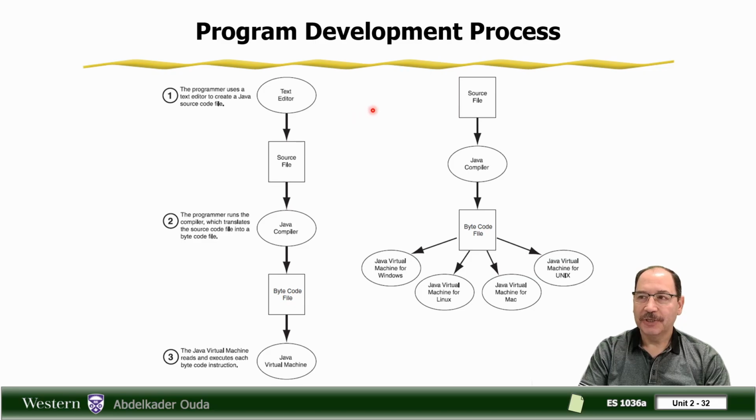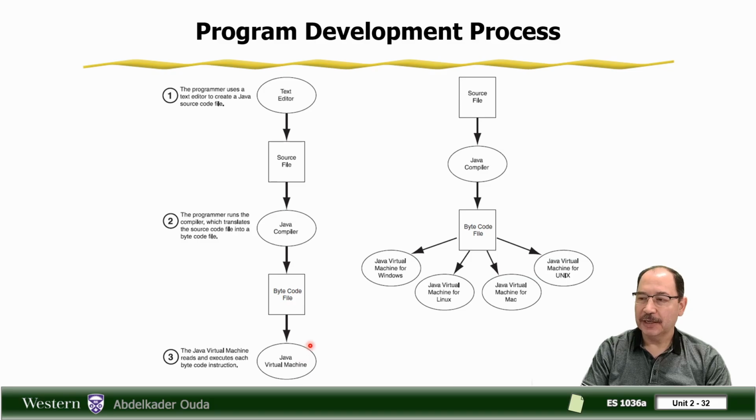This chart shows the program development process. We use a text editor to create a Java program and save it in a .java file. This file is called the source code or source file. Then we compile it using the Java compiler, or the JDK. The JDK produces another file containing bytecode. The extension of this file is .class. Then that .class file can be executed using the Java virtual machine, or we can say it's understood by the Java engine and executed on your computer.